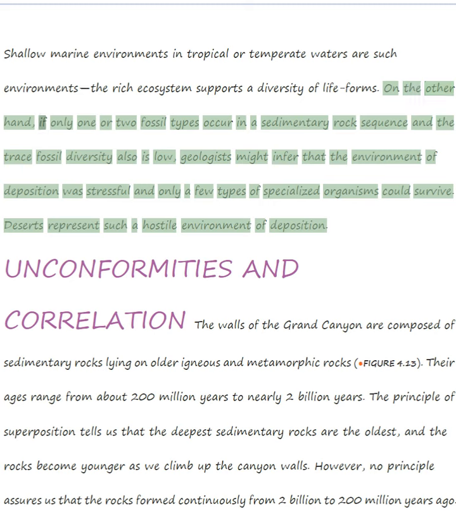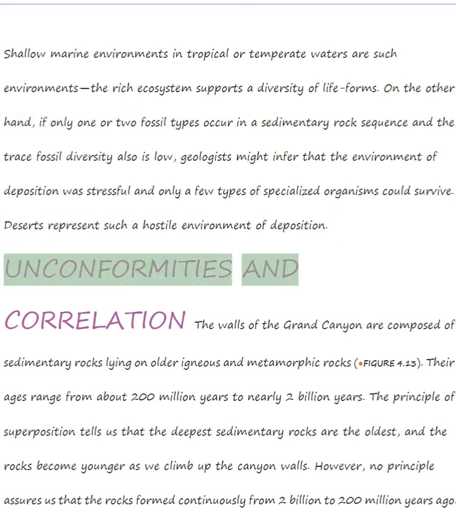On the other hand, if only one or two fossil types occur in a sedimentary rock sequence and the trace fossil diversity also is low, geologists might infer that the environment of deposition was stressful and only a few types of specialized organisms could survive. Deserts represent such a hostile environment of deposition.